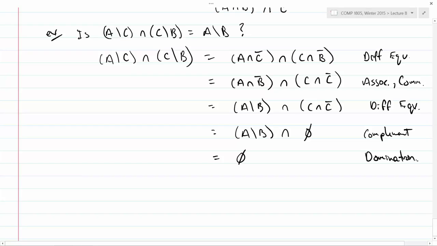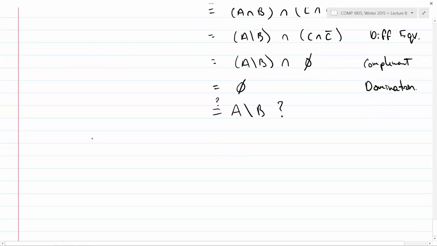So what we were trying to do was prove that A minus C intersect C minus B was equal to A minus B, but we accidentally proved that it's equal to the empty set. So now we have to ask ourselves, is the empty set the same thing as A minus B? No, right? It's not. And to do that, well, if this were logic and we were working with propositions, what you would do is you would put in truth values to show that you get some value here, but a different value here, so they're not equal. What you do for sets is give examples of sets, right?